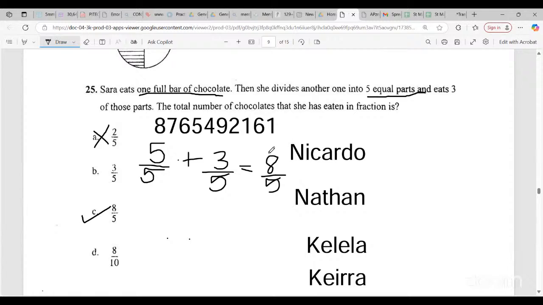Sir, also, one has 5. Sir, you have to use the information which is given. Yeah, I agree with Kira. It's best for you to use the information given. We don't want to assume stuff, right?